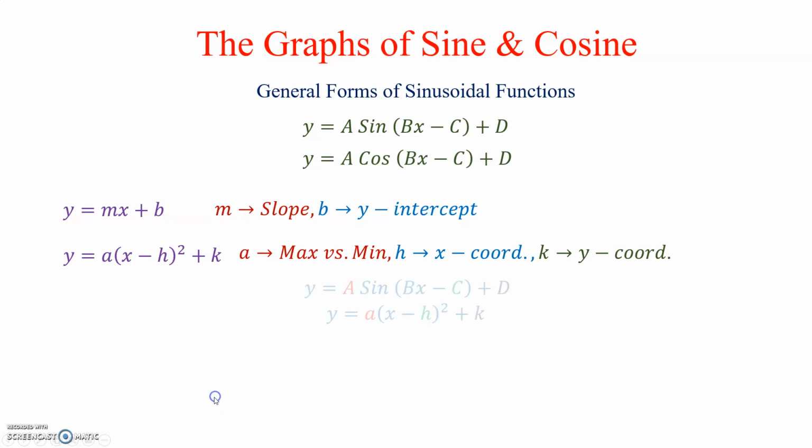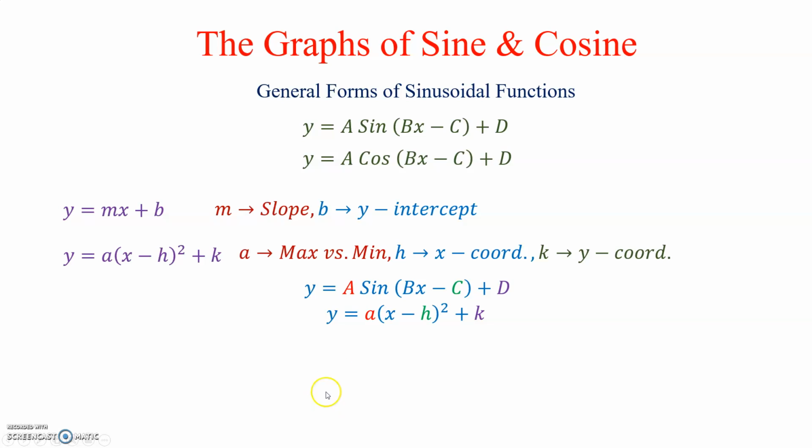Now, if I put the vertex form right next to the general form, you'll see the similarities that they have. They both have a coefficient out in front. They both seem to have things grouped inside the parentheses, and they both have a constant on the outside.